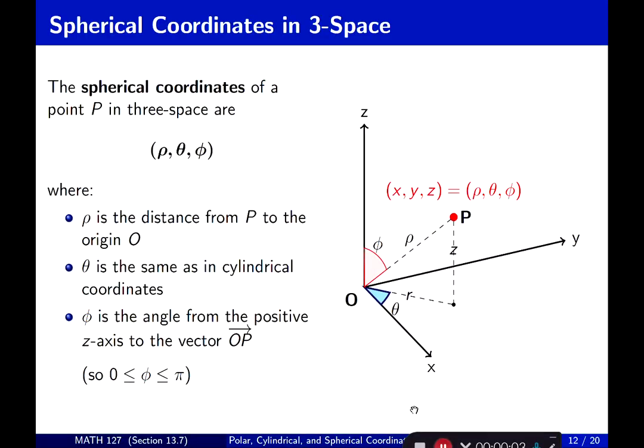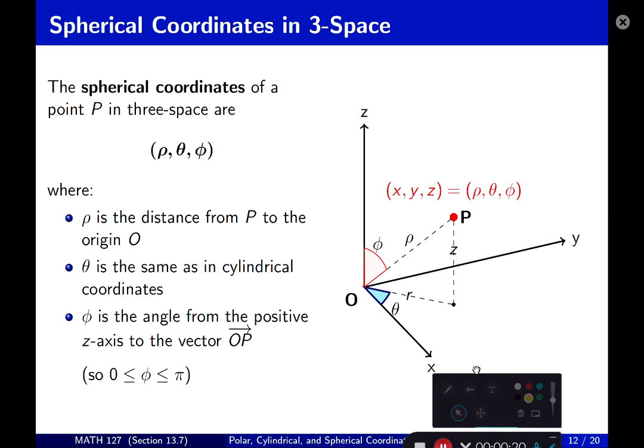Spherical coordinates in 3-space. The spherical coordinates of a point P in 3-space are rho, theta, and phi, where rho is the distance from P to the origin, and theta is the same as in cylindrical coordinates.